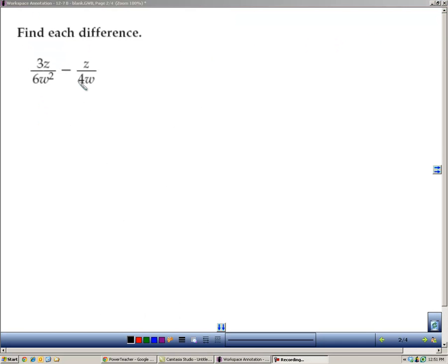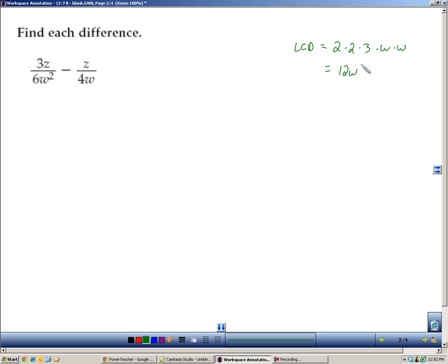Here we're asked to find the difference of these two, which means we need to find a least common denominator. On the left denominator there's a 2 and a 3, and on the right there's a 2 and a 2. I want to take the maximum number of 2's, and since there's 2 on the right and 1 on the left, I take 2 of them. But I also want to take the 3 factor, and then I want to take 2 w's for my common denominator. So that's going to be a 12w squared for my common denominator.